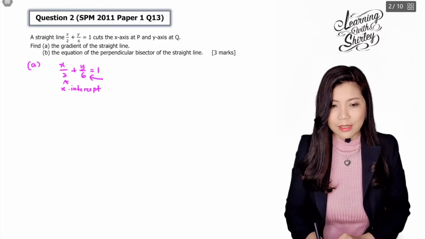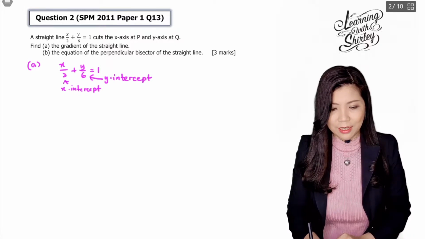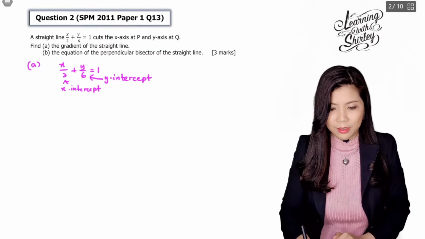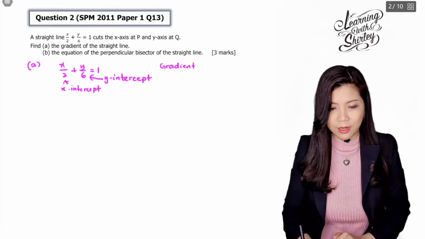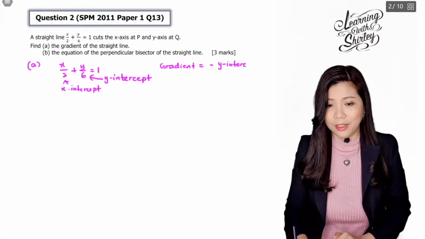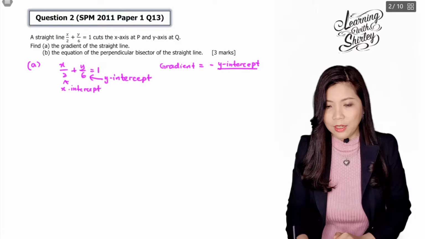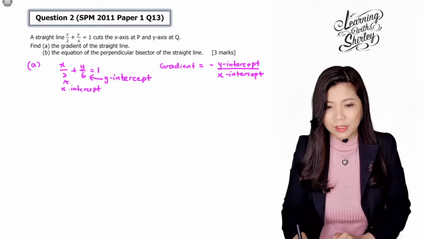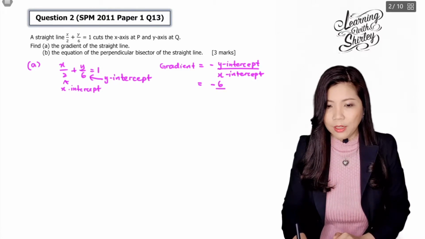Okay, and the 6 is actually the y-intercept. So if you want to find the gradient of the straight line, the gradient, I'm going to write it over here, of the straight line is actually negative y-intercept over x-intercept. This is a formula. So if the intercept is given, then we use this formula to find the gradient, which equals negative 6 over 2. And the answer is negative 3.